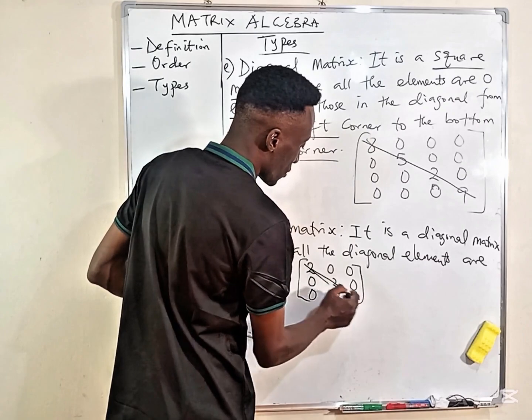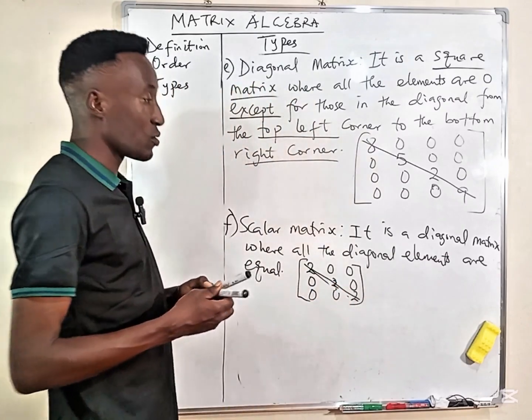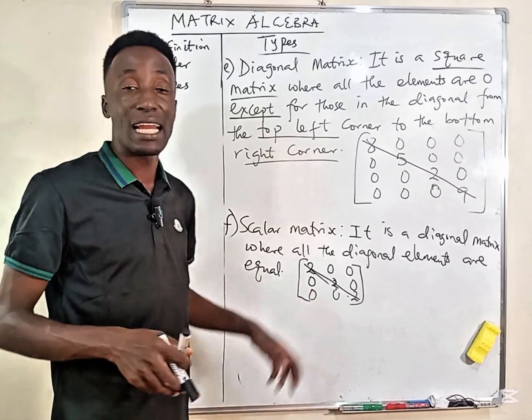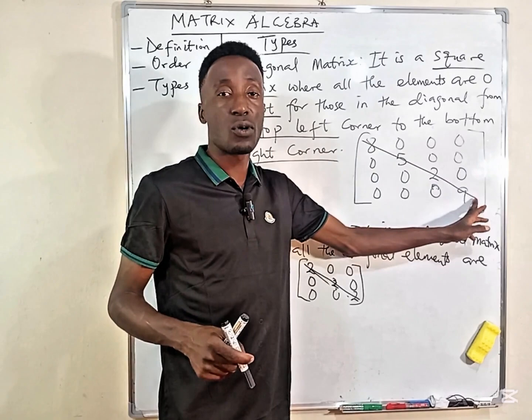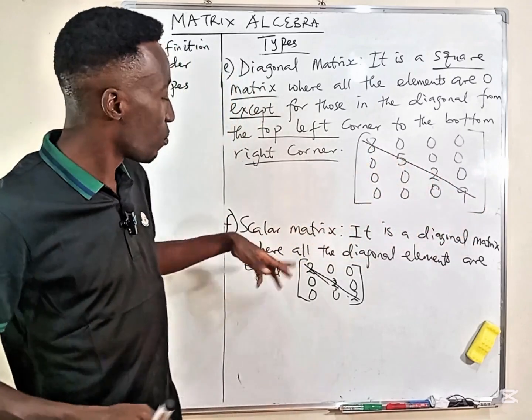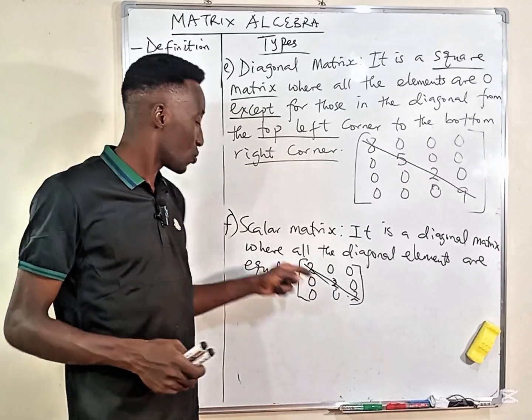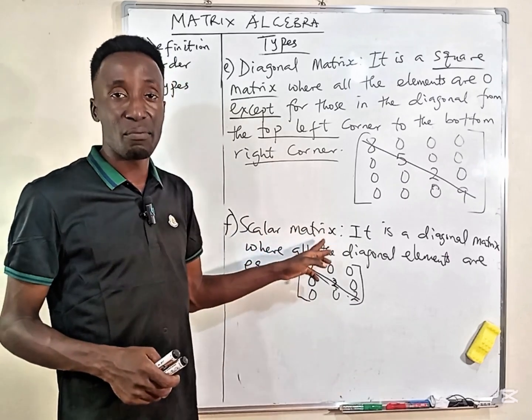So we have it like this. This is what? A scalar matrix. In this case, it's not a scalar matrix because the diagonal do not have equal elements. But here we have equal elements, so we call it a scalar matrix.